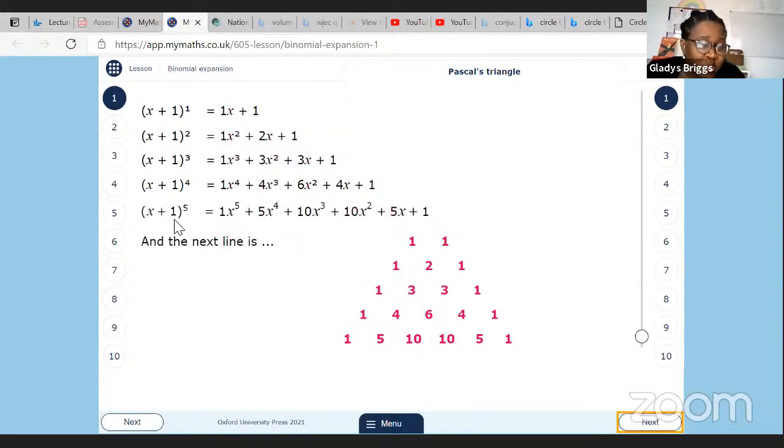Okay, so you know what x plus 1 to the power of 5 is going to be just by including that line in the Pascal's triangle. Yeah, so guys, what is x plus 1 to the power of 6 going to be? Write x plus 1 to the power of 5 out, and then let me know what x plus 1 to the power of 6 is going to be.